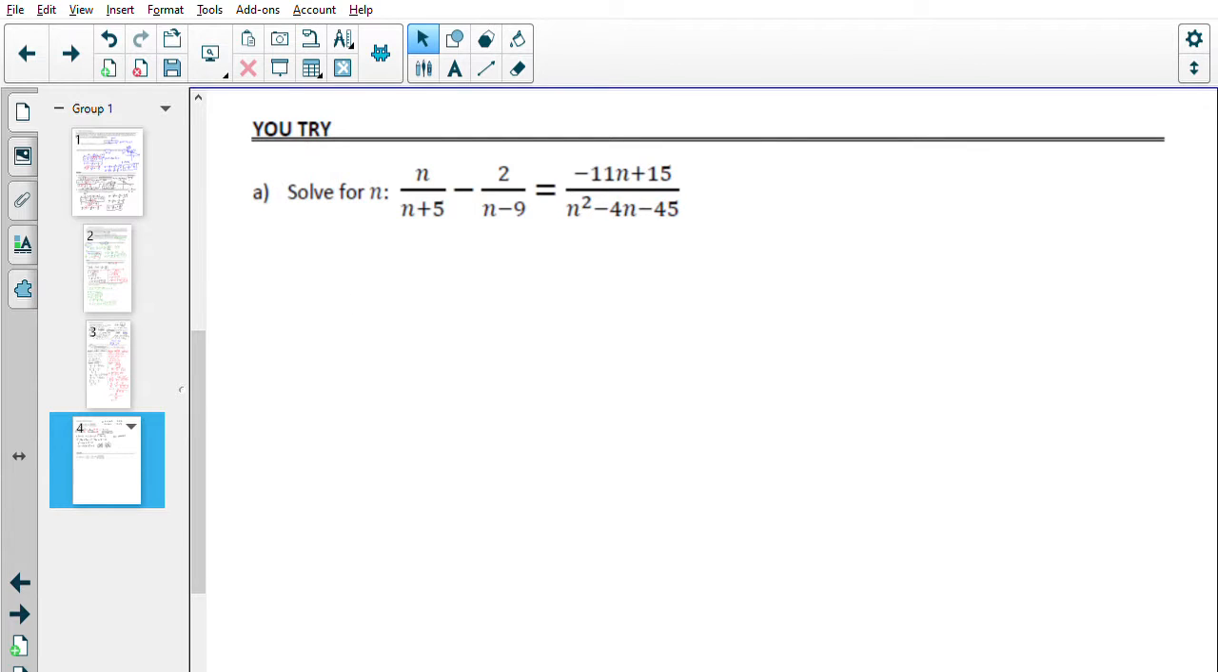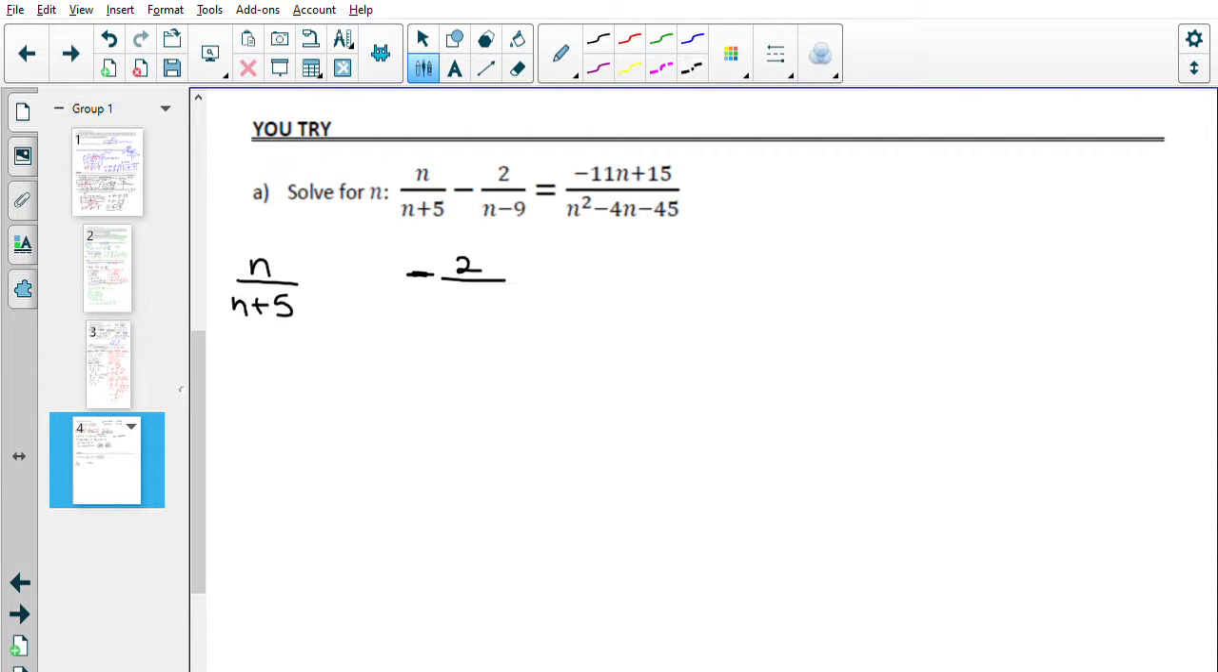Okay, so here's our last one that we're going to give a try. So we have n over n plus 5, leave a space, subtract 2 over n minus 9, leave a space, equals negative 11n plus 15 over, and this we're going to factor as n minus 9 and n plus 5.